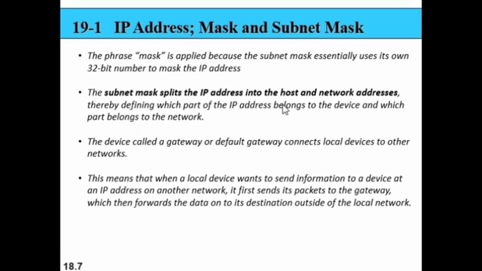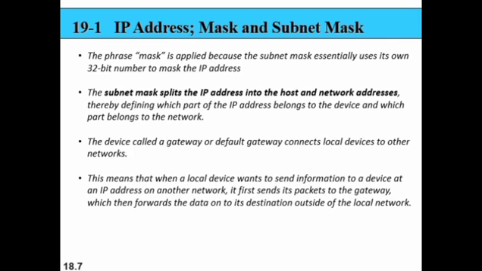The device called a gateway or default gateway connects local devices to other networks, right? This means that when a local device wants to send information to a device at an IP address on another network, it first sends its packet to the gateway, which then forwards the data onto its destination outside of the local network, right? So here it is very simple: if a local device wants to send information to a device at an IP address on a different network, we do not know what the network of that device is, so it will first send it to the gateway, here the router. The router knows all the information about the destinations, so it receives the data and then forwards it to the destination that is outside of the local network.